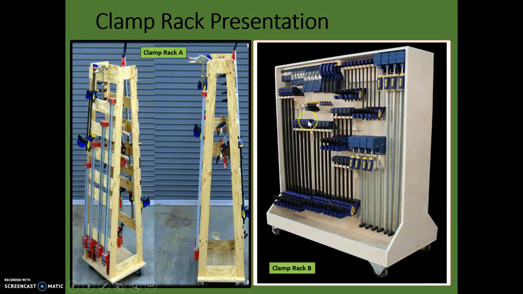The next design factor will be user-centered design. This is all about the user. The user-centered design for this product is for personal use. Clamp rack A looks like it's been locked up in a workshop, while clamp rack B looks like it's been sponsored by Irwin and purposely built to house Irwin products. In both instances, the clamps don't seem to be locked in, as you can see here and here.